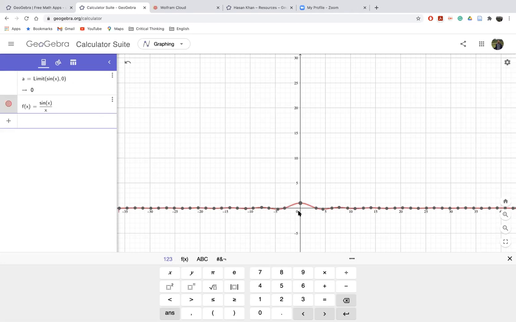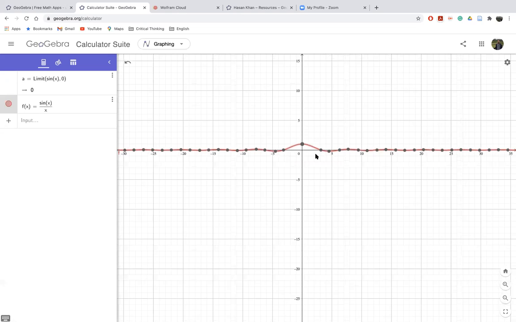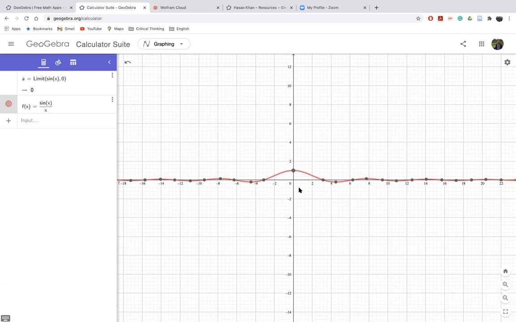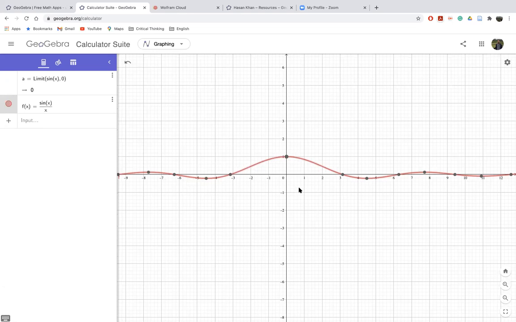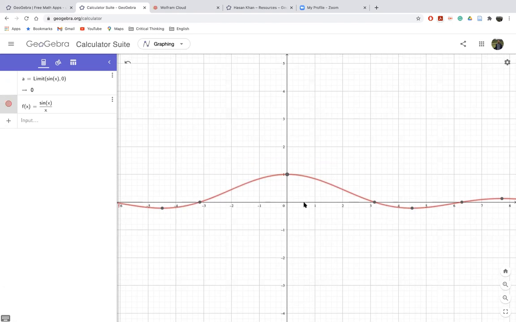So you see this function. By the way, if you want to zoom in and zoom out, if you're using a touch screen, you can simply use your fingers, or otherwise you can use the mouse pad to zoom in and zoom out. As you can see here, this is the function f of x, which is defined as sine x over x, and this is actually quite a famous function. Let's find the limit at the point when x is 0.